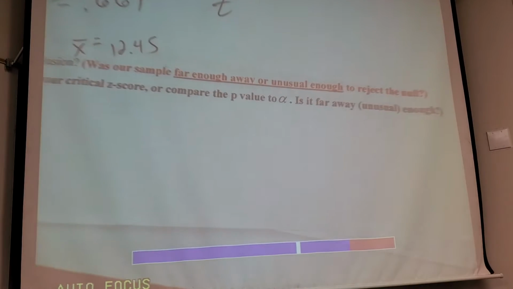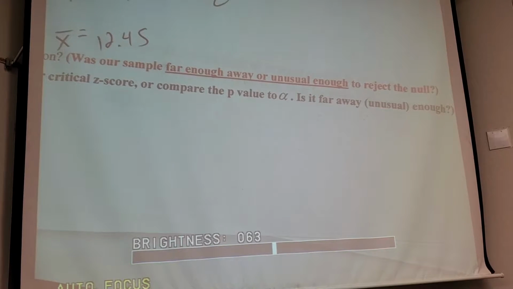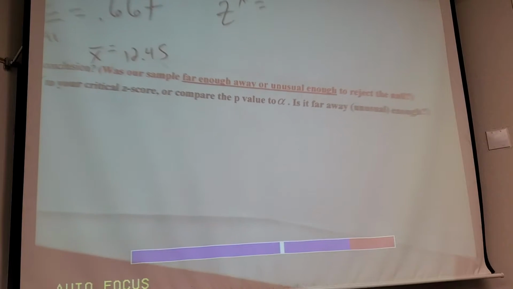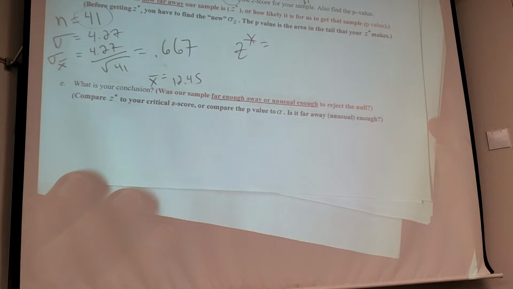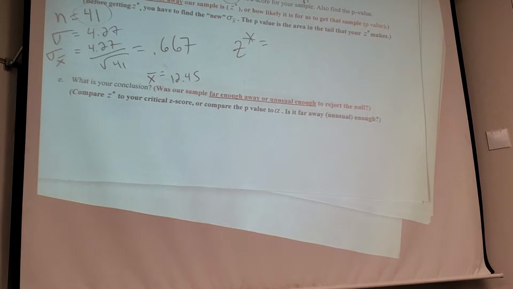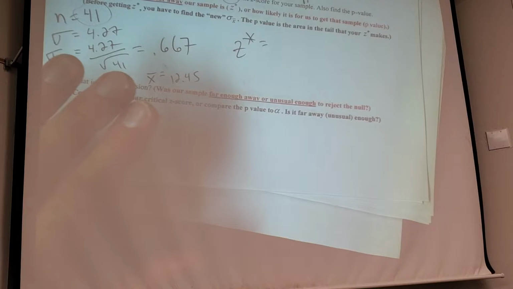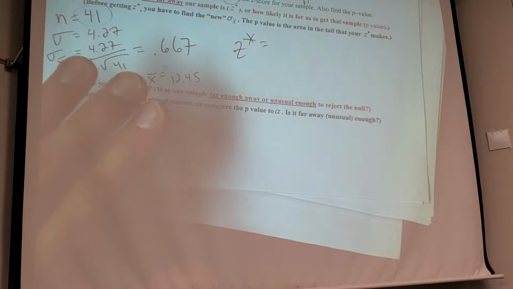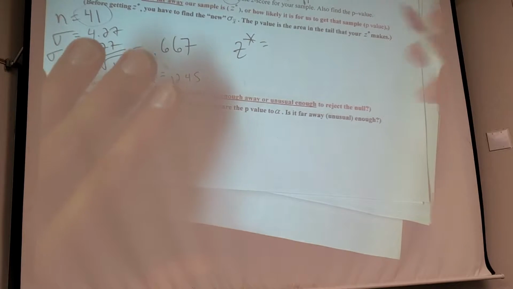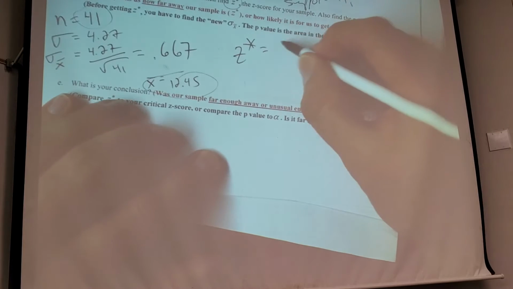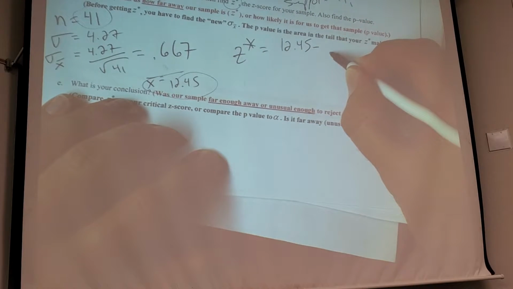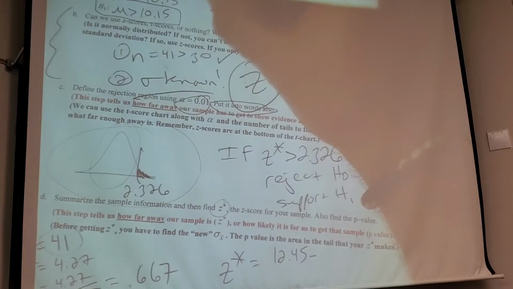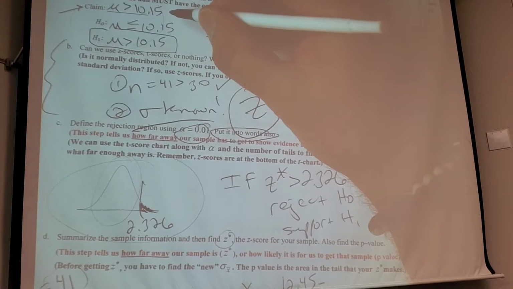No, I'm not zooming. There we go. What's our data? What do we find from the sample? What's the mean that we got from the sample? 12.45. Our data minus the middle. What are we assuming to be the middle? 10.15.